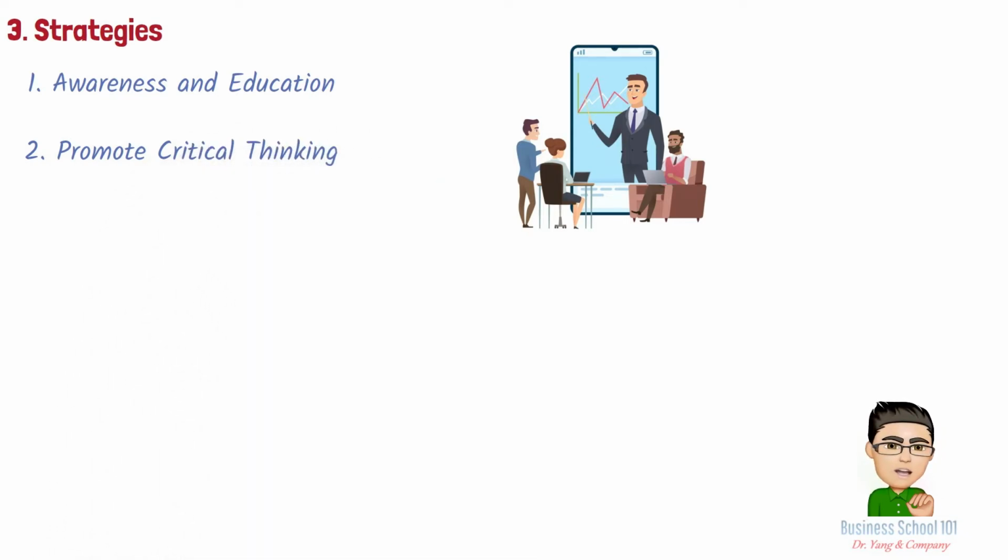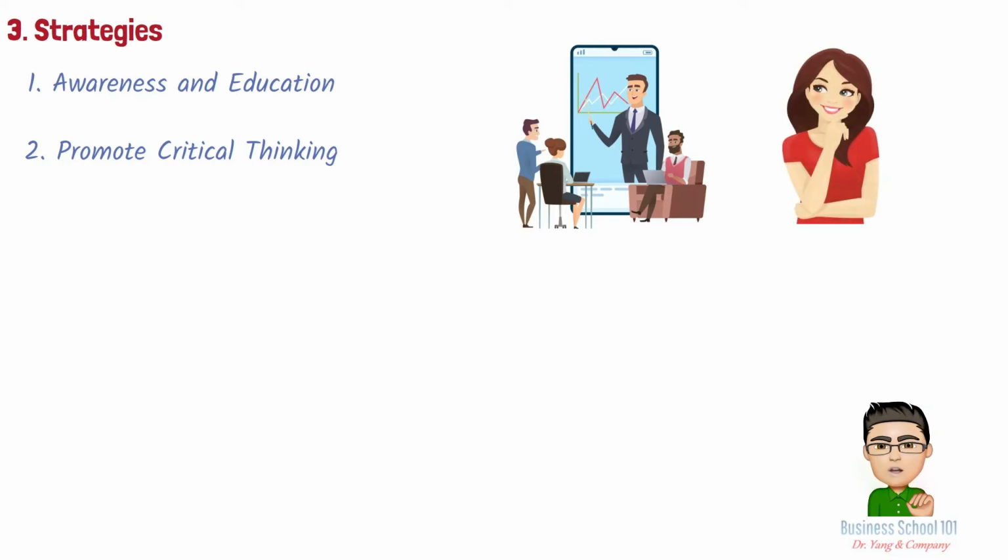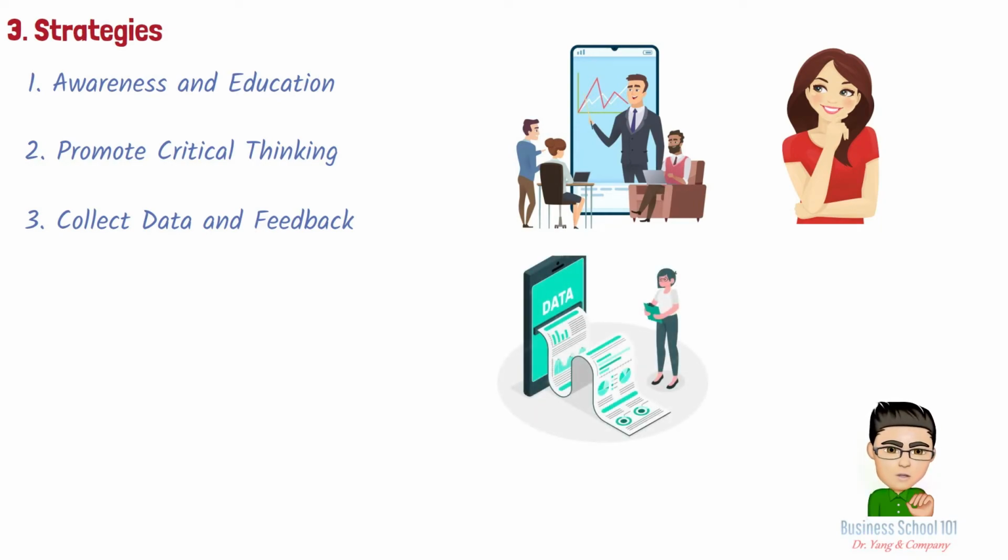Number 2. Promote critical thinking. Encourage employees to question their assumptions and think critically before making decisions. Encourage them to consider alternative viewpoints and gather diverse perspectives. Number 3. Collect data and feedback. Use data and feedback to inform decisions. Relying on objective data can help counteract biases by grounding decisions in facts rather than assumptions.